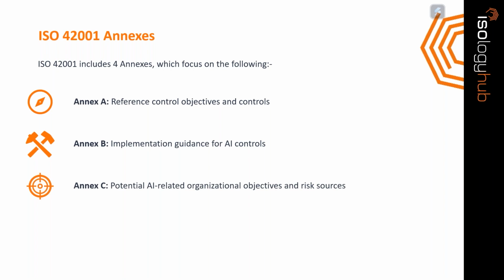Annex C covers the AI-related organisational objectives and risk sources. And finally, Annex D is about the domains and sectors in which an AI system may be used. It also addresses certification and, of course, encouraging third-party conformity assessment with the likes of PJR.